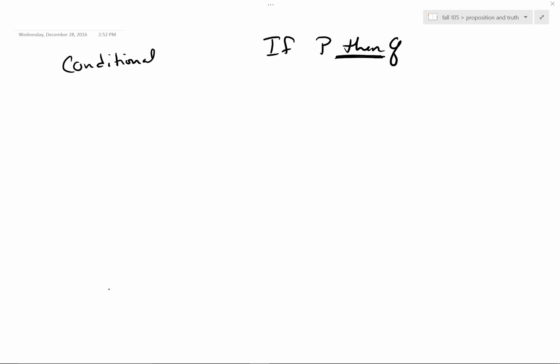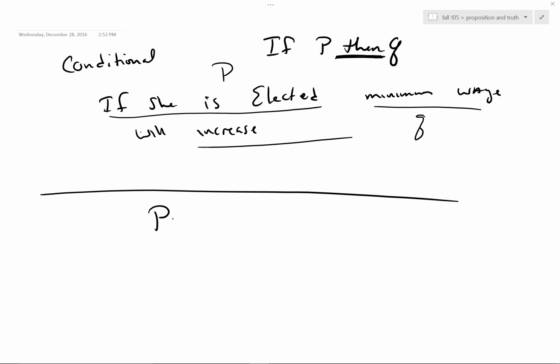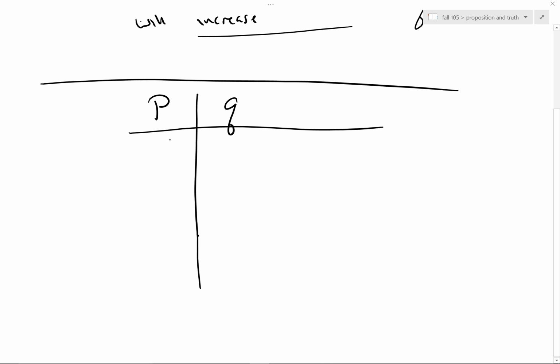All right. One of the ones in your book that I really like is about the politician, and it says that if she's elected, the minimum wage will increase. Okay. And so if she's elected, that's my P. Minimum wage will increase. That's my Q. And so if you think about it, here's P and here's Q. Now, what I'm going to do is go through and rearrange them in any order I want. So maybe I do this.